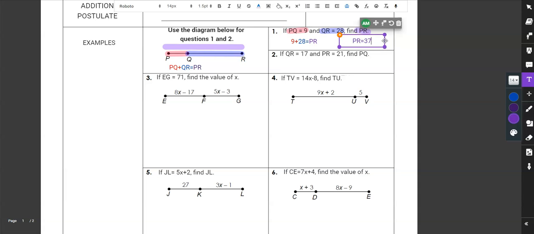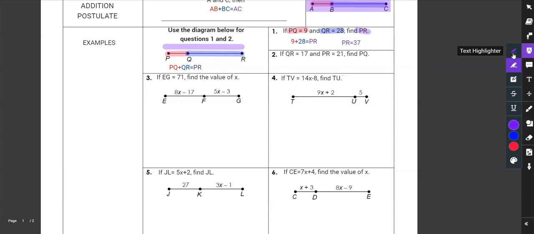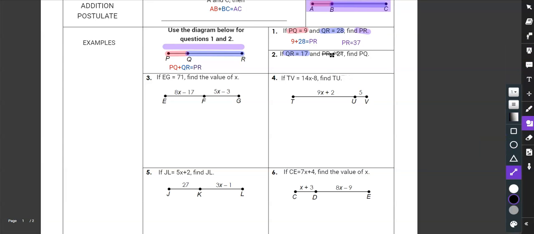Now in this instance, units are not required to be given back because no units were given to you in the first place. So whenever units are given to you, you do need to make sure that you give units back. Number 2, if QR equals 17 and PR is equal to 21.